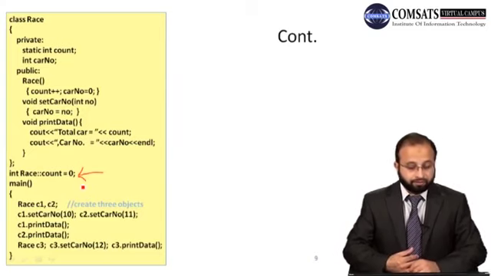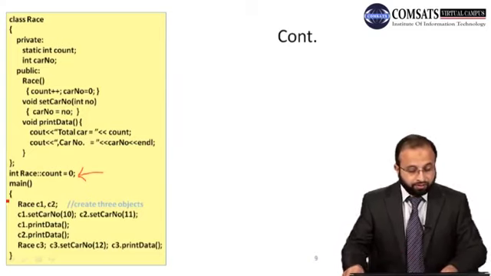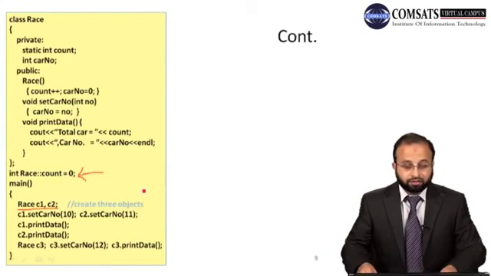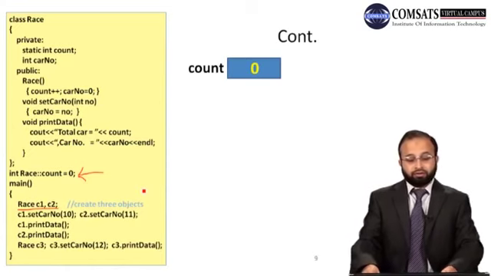Then of course a semicolon. Now in this main function we can see that we are creating first two objects, C1 and C2. So when the C1 object is created, the constructor is called. First the memory for count is allocated and the value 0 is assigned to count, and then the constructor with the C1 object is called.